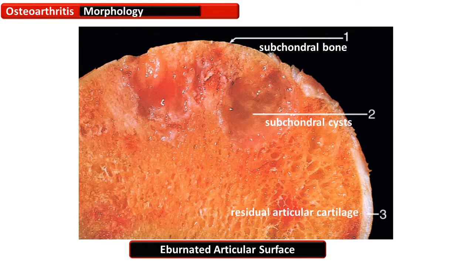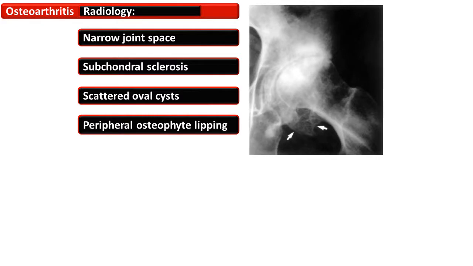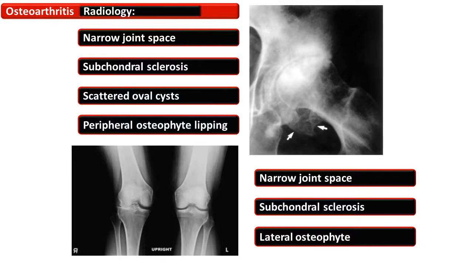This is the gross appearance of the joint articular surface, which is showing eburnation. On your extreme right, there is some remnant of the articular cartilage, and two evident subchondral cysts are present in the upper field. These changes are evident on radiology, as this x-ray is showing the hip joint with narrow joint space, subchondral sclerosis, scattered oval cysts, and peripheral osteophyte lipping, which is marked by this arrow. And this is a knee joint with narrow joint spaces, subchondral sclerosis, and lateral osteophyte.